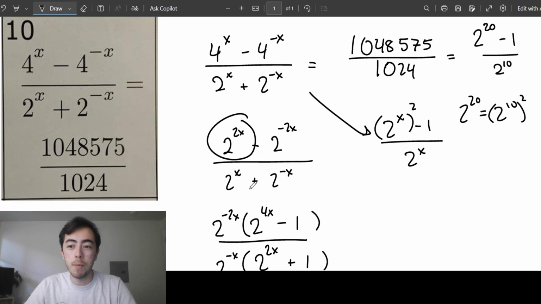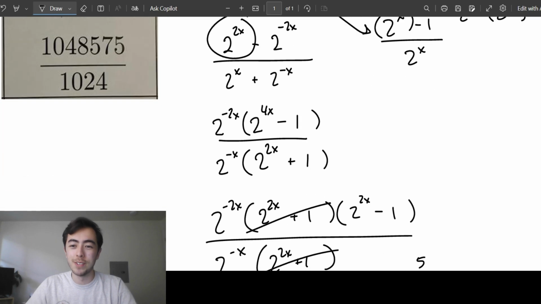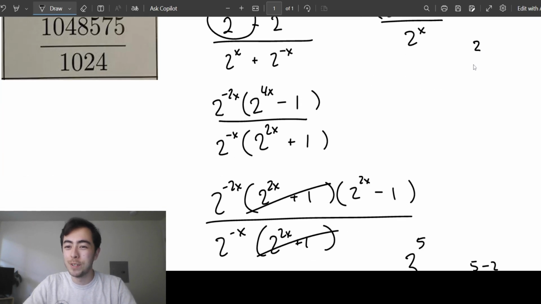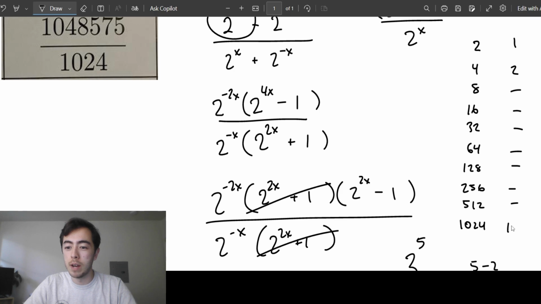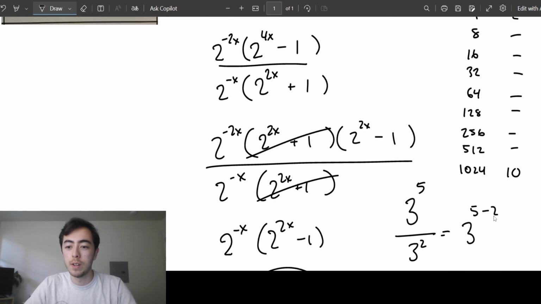So let's just count by our powers of 2 until we get to 1024. It's 2, 4, 8, 16, 32, halfway there. 64, 128, 256, 512, and then finally 1024. This is 2 to the power of 1, 2, 3, 4, 5, 6, 7, 8, 9, and then 2 to the power of 10. Cool.